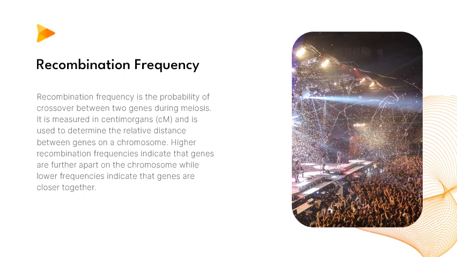This is the proportion of offspring that show a recombinant, non-parental, gene combination as a result of crossing over. A recombination frequency of 0%, as we've already said, indicates complete linkage, while 50% indicates independent assortment.